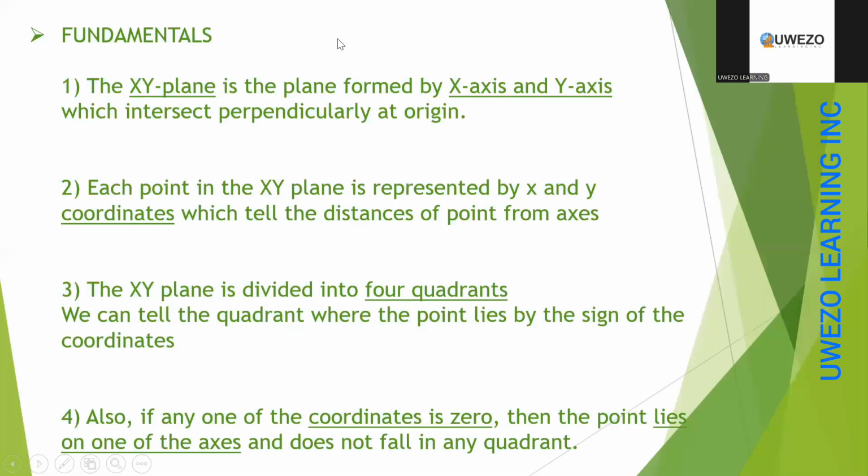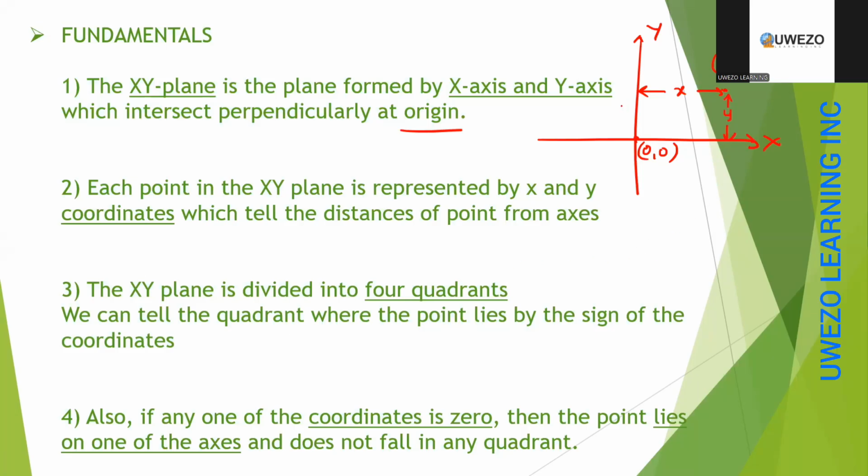First, let us try to understand the fundamentals of the xy plane. The xy plane consists of the x-axis, which is a horizontal line, and the y-axis, which is a vertical line, and they intersect at a common point, which is the origin. Each point in the xy plane is represented by the x and y coordinates, where the x coordinate tells us the distance of the point from the y-axis, and the y coordinate tells us the distance of the point from the x-axis.